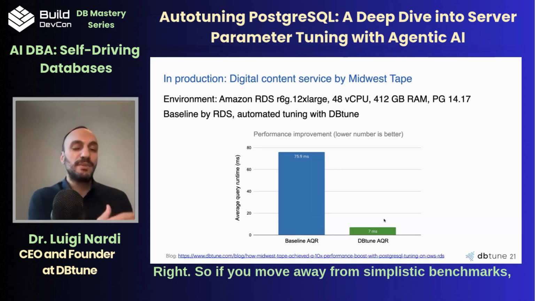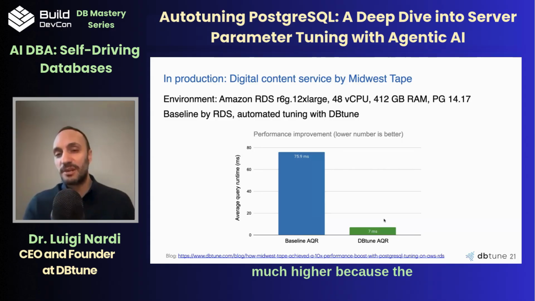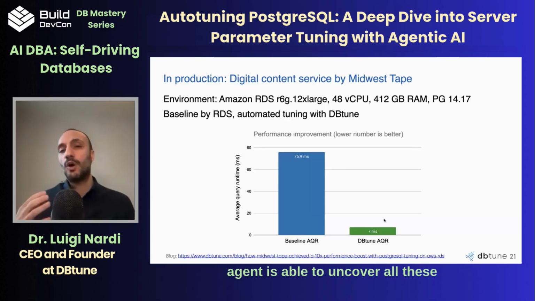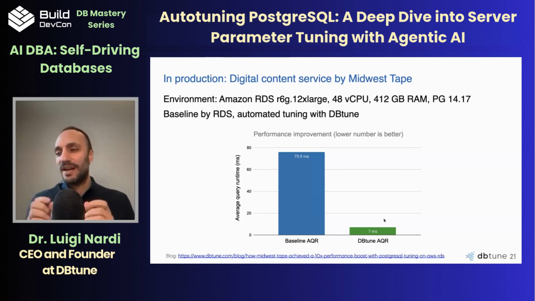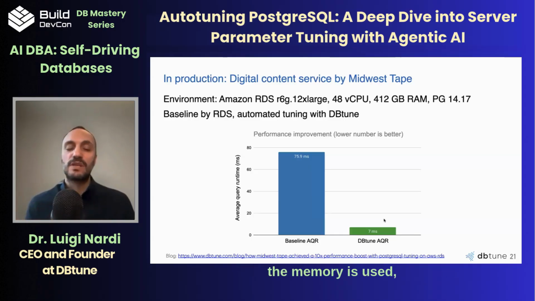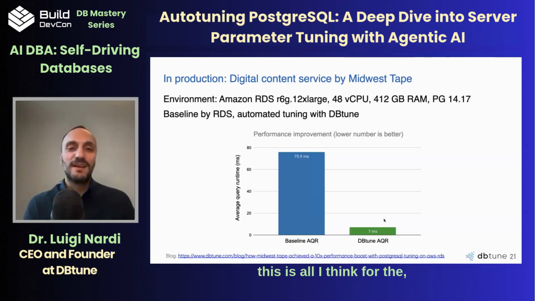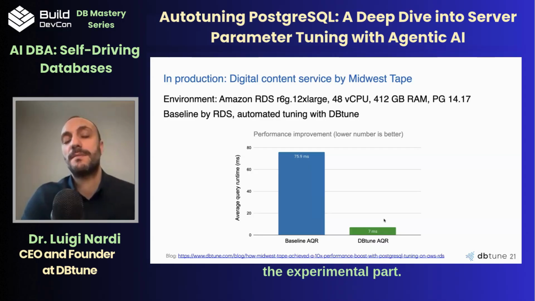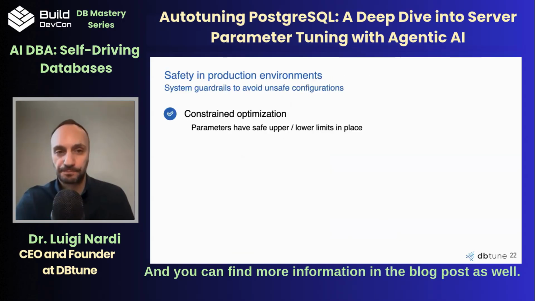So if you move away from simplistic benchmarks, you can get a much higher performance improvement, because the agent is able to uncover all these bottlenecks and all this kind of tedious issues that the runtime system has, and optimizes the way the disk is used, the memory is used, the CPU is used, but also the way the planner runs the queries. So this is all, I think, for the experimental part, and you can find more information in the blog post as well.